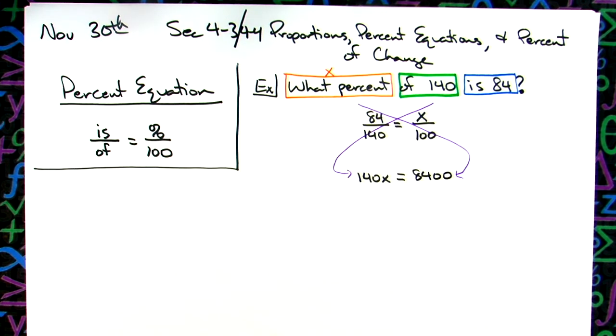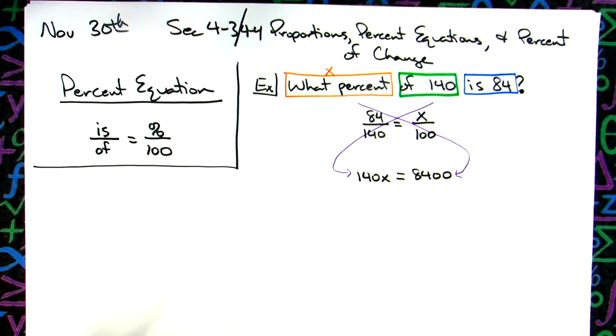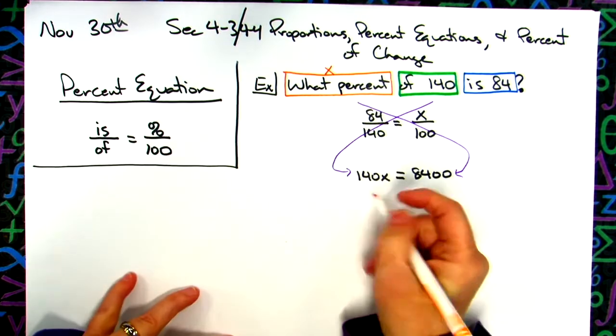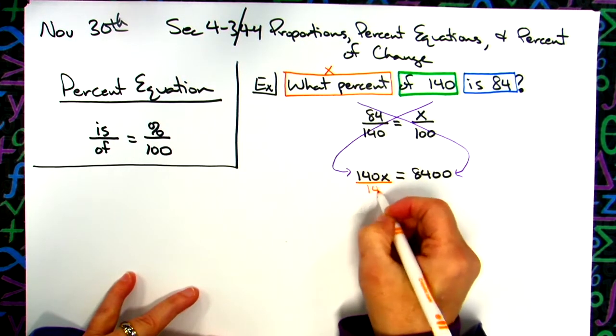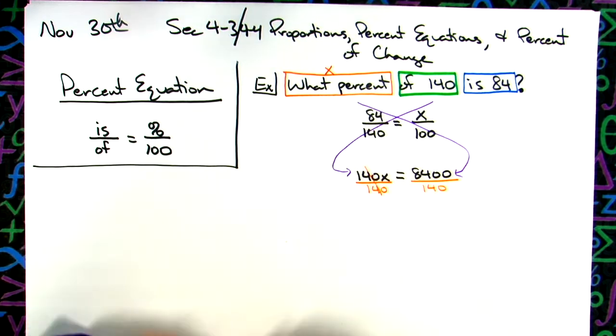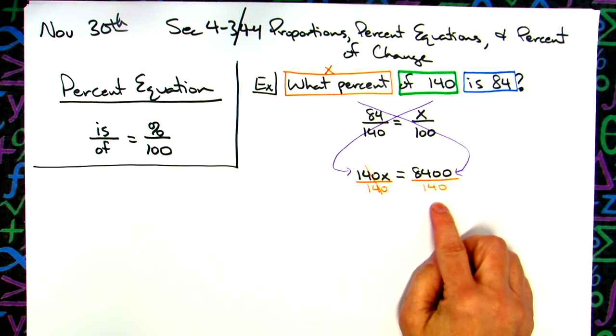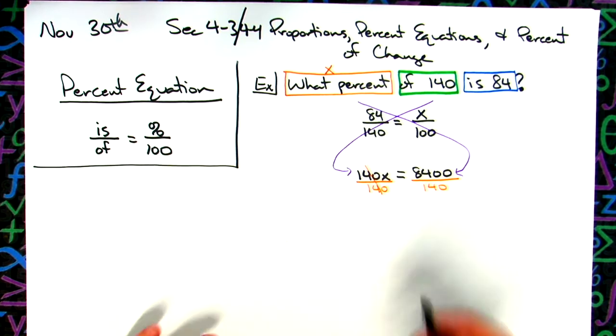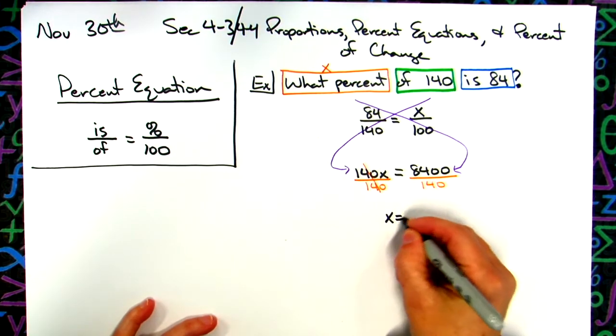8,400. Now when you get to there, every time you cross multiply down with a proportion, you get a one-step equation. In which case, we divide both sides by 140. The 140s cross out. I'm assuming you are going to use your calculator on that. So 8,400 divided by 140 is going to give you 60. So we get x equals 60.